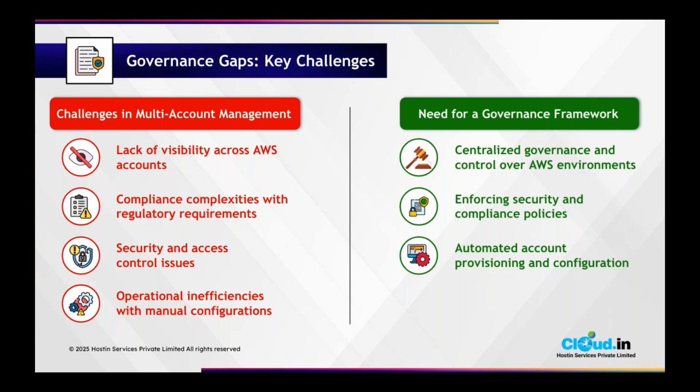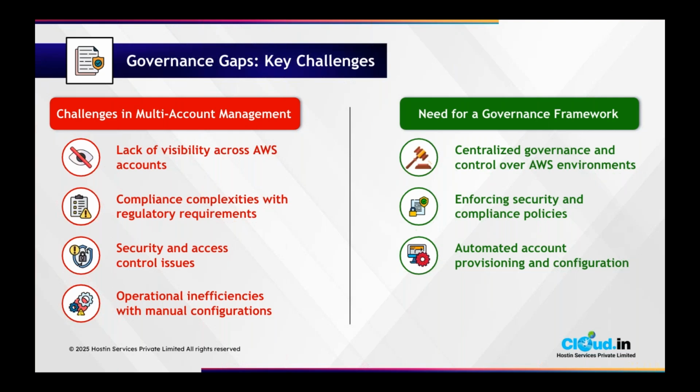And the last one is operational efficiency. Manually configuring security, networking, and governance settings for each and every account is slow and error prone. So there is a need for a governance framework. AWS Control Tower provides a structured way to govern cloud environments.